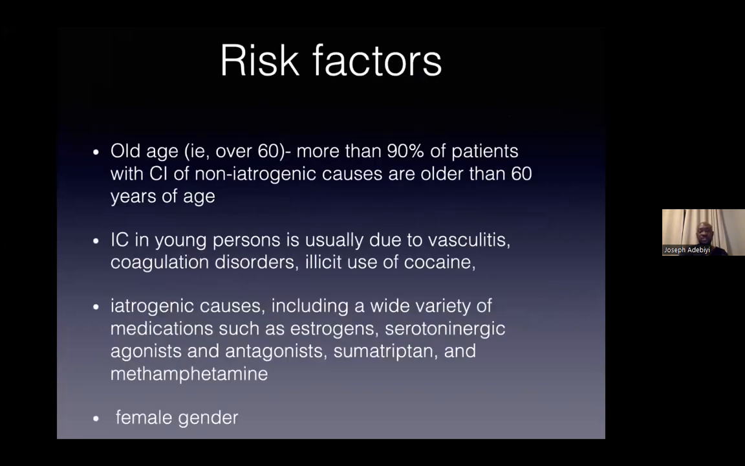So most of the risk factors: old age is a risk factor, as about 90% of patients with ischemic colitis are usually older people. In younger patients, usually the risk factor would be vasculitis or even coagulation disorders, and especially the use of illicit drugs like cocaine. And then some iatrogenic causes, like certain medications, have also been implicated in causing or predisposing patients to developing ischemic colitis. Female gender is also a risk factor.